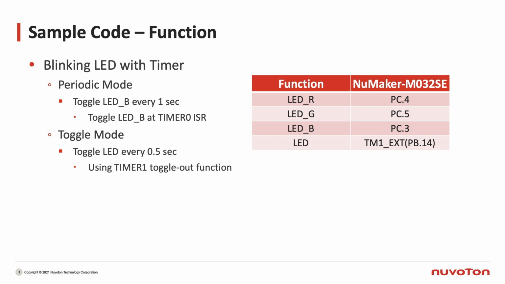In periodic mode, we use timer 0 to trigger interrupts periodically. You can write code in the handler function to identify what to do when an interrupt is triggered. In our sample code, we change the pin status of PC3 to toggle the LED blue light once per second. In toggle mode, we use the toggle out function of timer 1 to toggle the pin status of PB14. We change the pin status of PB14 to make the according LED light toggle twice per second.